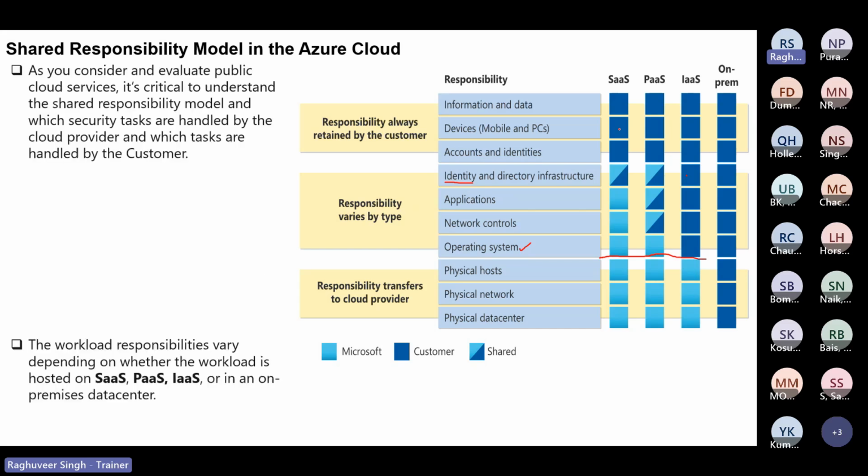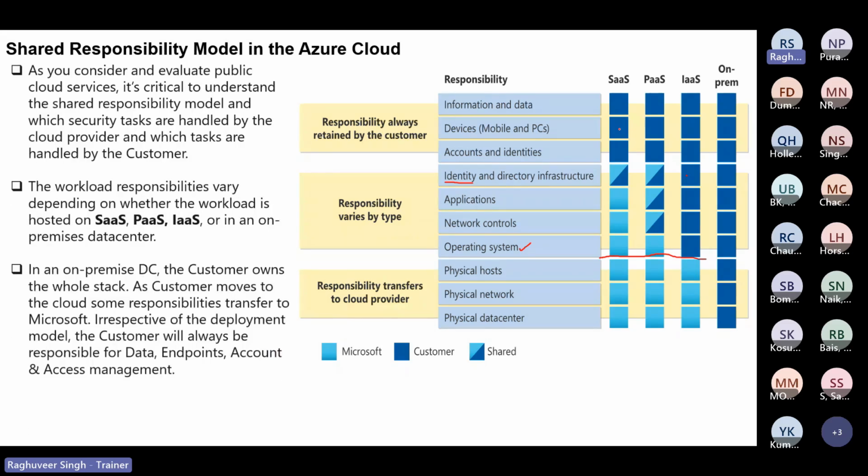Now, on the same slide, you will see some explanation of what I have just explained. Give it a quick read and let me know if you have any question on this.